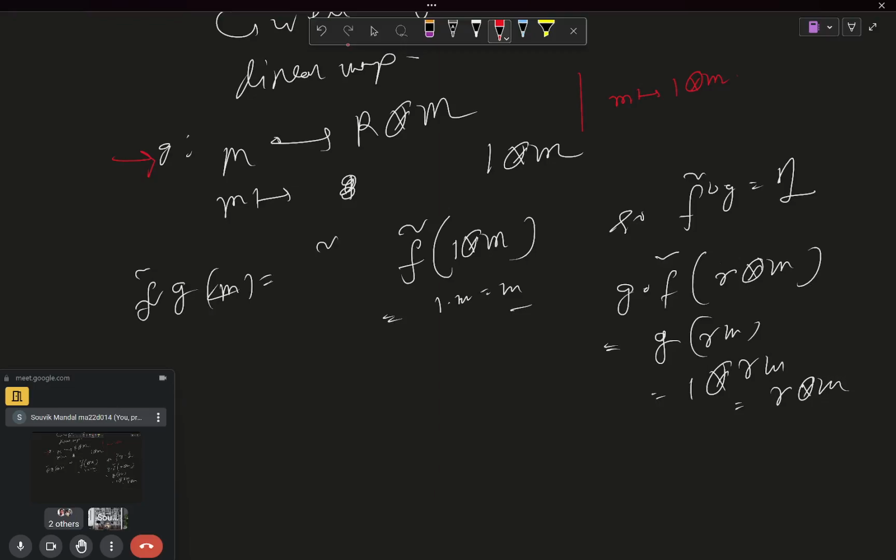So basically, we need to check whether f tilde compose g is equal to identity or not, and similarly g compose f tilde is equal to identity or not. These two we need to check.